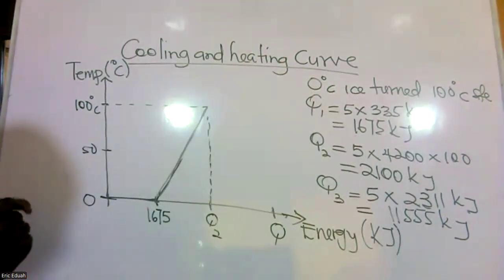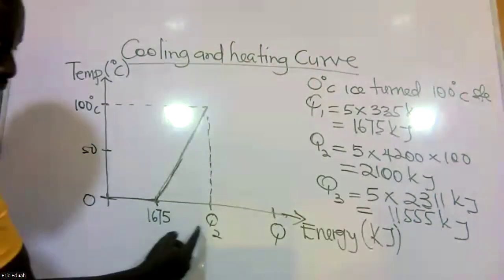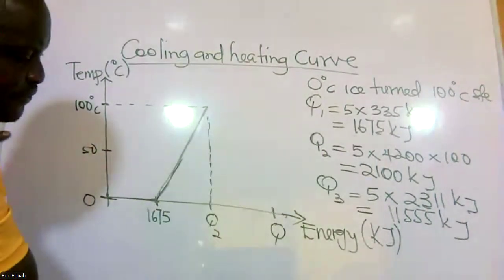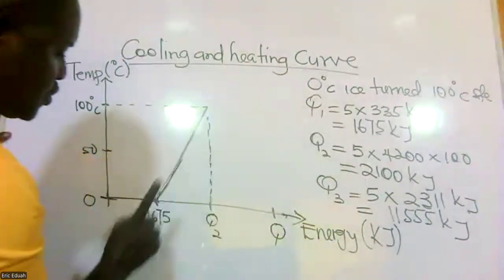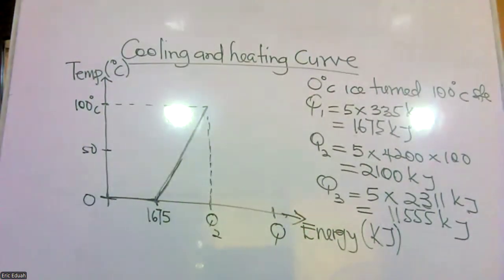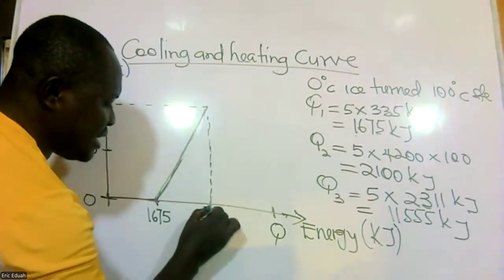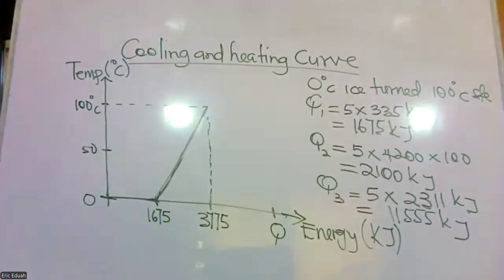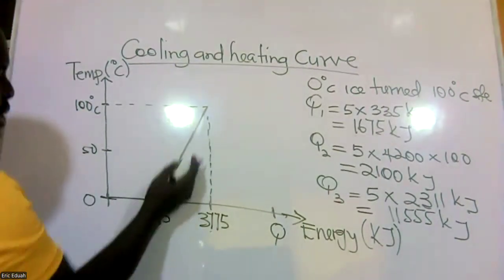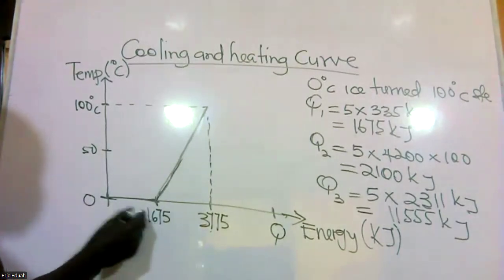And what's the quantity of energy used? This is what we use. But the total energy used is cumulative. So we'll add this to the first energy used. So 1675 plus 2100, and this is giving us 3775. So Q2 would be 3775, meaning this energy, which raised the temperature from 0 to 100, is added to it.